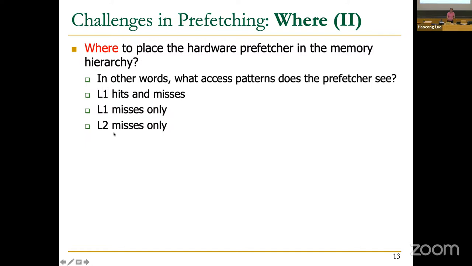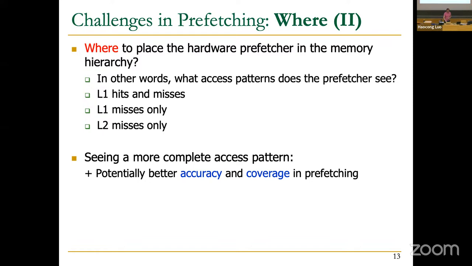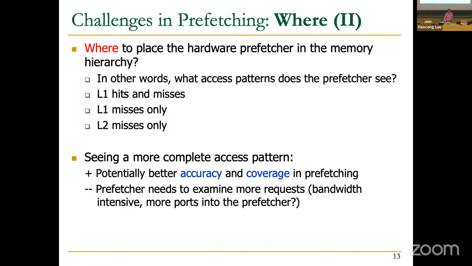Seeing a more complete access pattern can potentially get you better accuracy and coverage in prefetching, right? But unfortunately, the prefetcher needs to examine more requests if it sees a more complete access pattern. And this makes the design a bit harder because you may need more ports into the prefetcher. So this is a similar issue to what we discussed yesterday on multi-level caching.